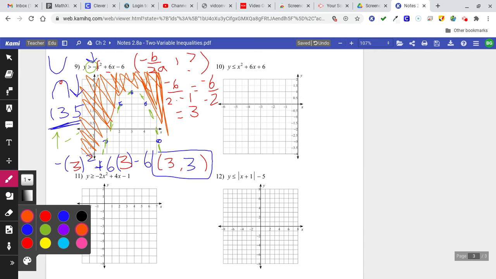Number 10, we can see it's a parabola. So we do the same thing. Negative b over 2 times a. That's -6 over 2, which is -3. So plug that into your equation. You're going to have something squared plus 6 times something plus 6. And we plug in that -3 that we just found.